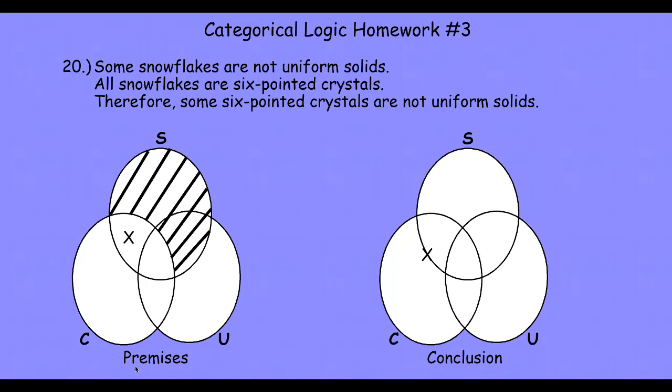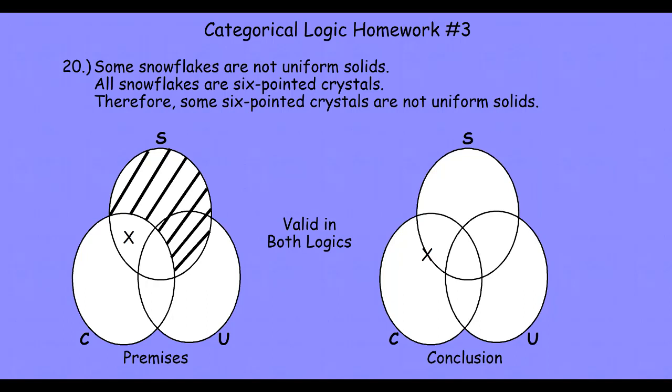I go over to my premise diagram, I look at that area, and I say, okay, I've got an X in S and C when I make my premises true. If the premises are true, the world is such that there has to be at least one thing. It is a snowflake and a six-pointed crystal. That's one of the ways to guarantee this conclusion is true. And so as a result, my argument is valid. Since it's in Boolean logic, it is valid in both logics. It's unconditionally valid.